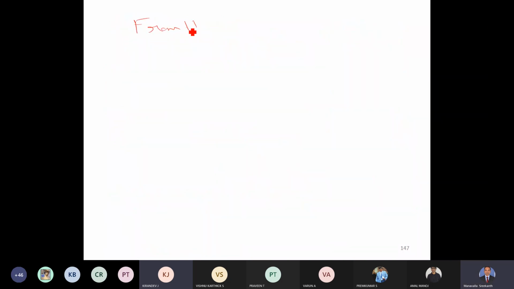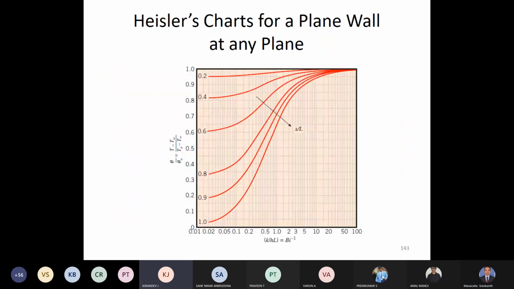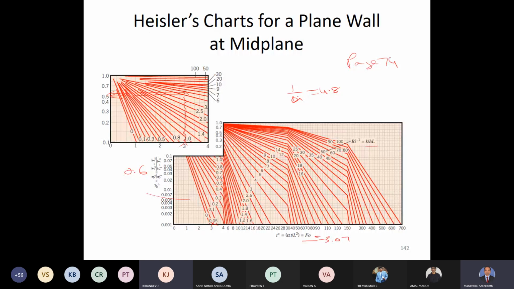So how do we read this chart? I just showed you how to read it. On the x-axis, locate Fourier number 3.07. So it's somewhere here. On the curves, you have 1 by Biot number. This Biot number inverse, 1 by Biot number, is 4.8. So you have here 3, 4, 5, and it's somewhere between them. So some straight line here, 4.8, is going into this region, which is more clearly shown here.